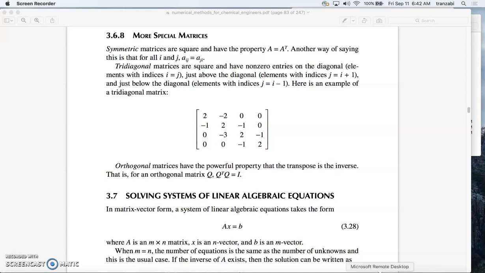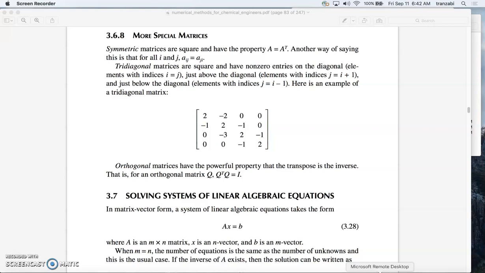Welcome back to CHE205. So we continue our discussion today on special matrices, and then we're going to look at how we can solve a linear system using the matrix package in Excel. Last time we talked about symmetric matrix and diagonal matrix, and today we're going to talk about tridiagonal matrix.